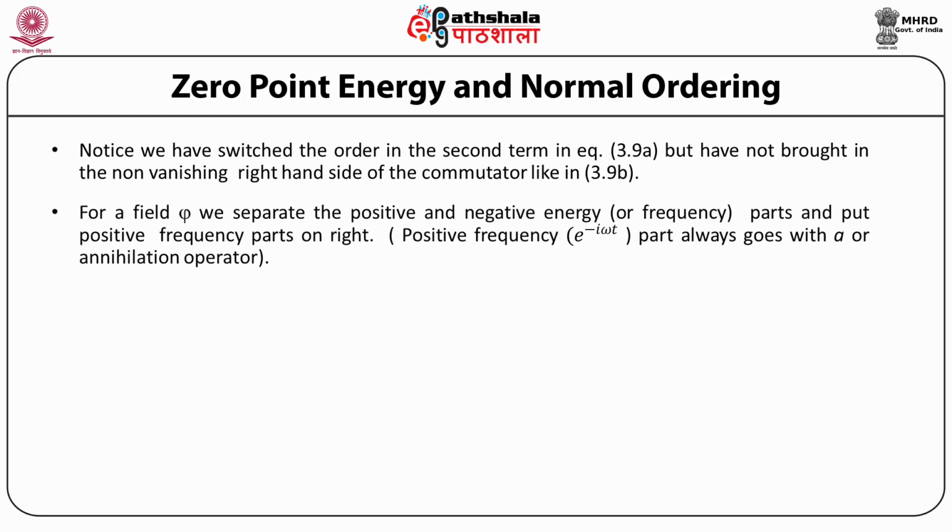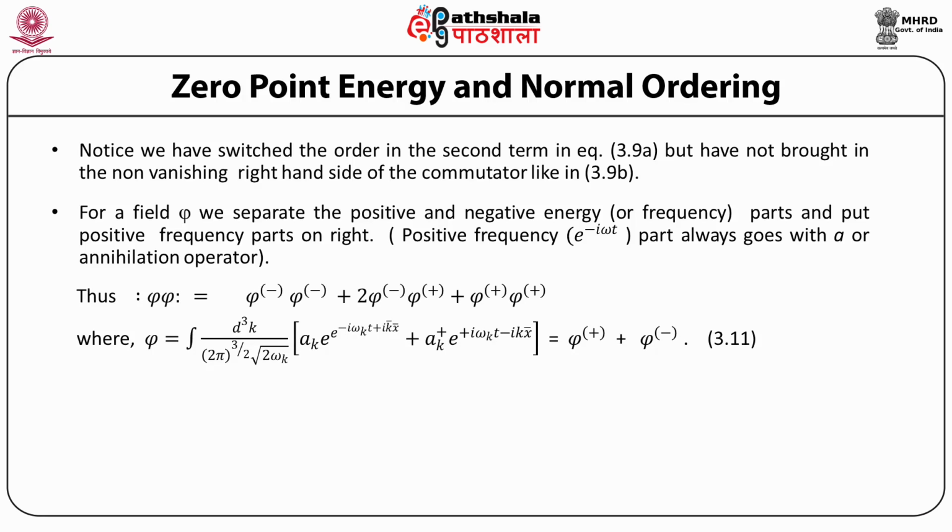For a field φ, we separate the positive and negative energy parts and put positive frequency parts on the right. Positive frequency parts are the ones with exponential minus iωt. Please note, the positive frequency part is exponential minus iωt. This always goes with a, or the annihilation operator. Thus, φ φ normal ordered is equal to φ⁻ φ⁻, where φ⁻ is the negative frequency part and φ⁺ is the positive frequency part.